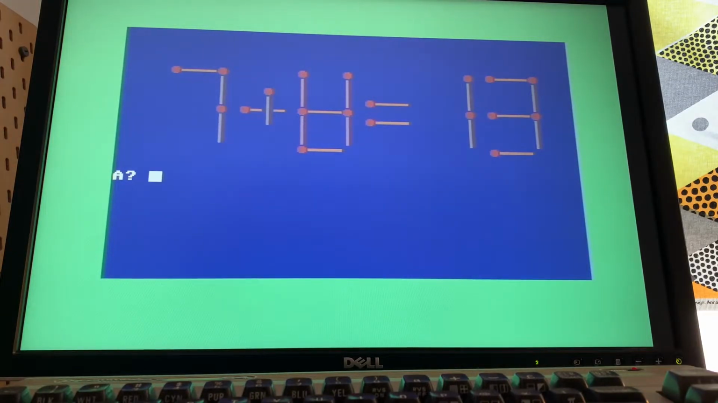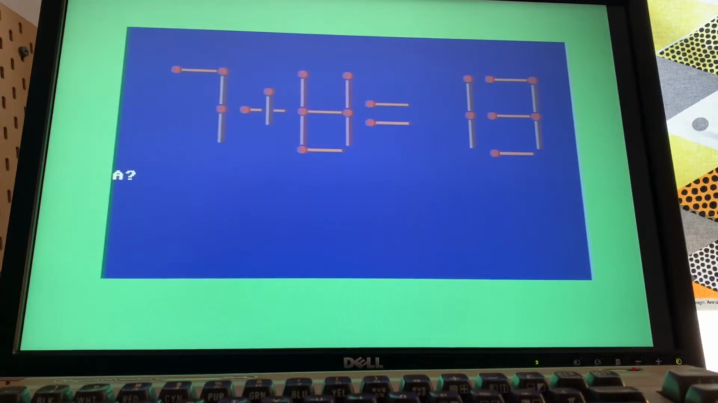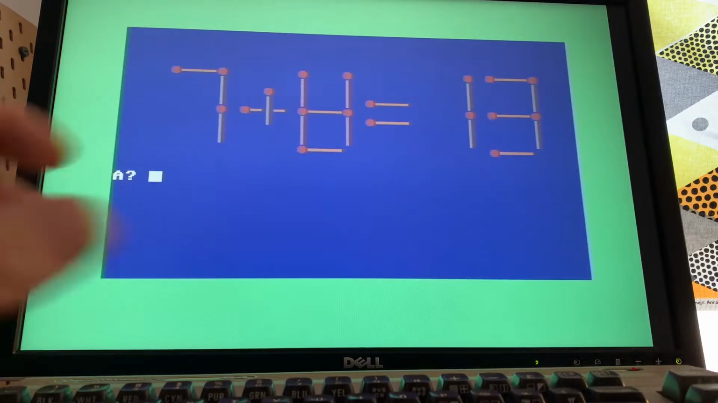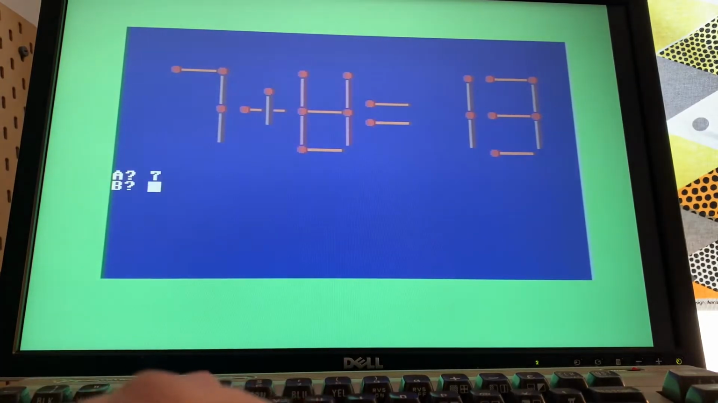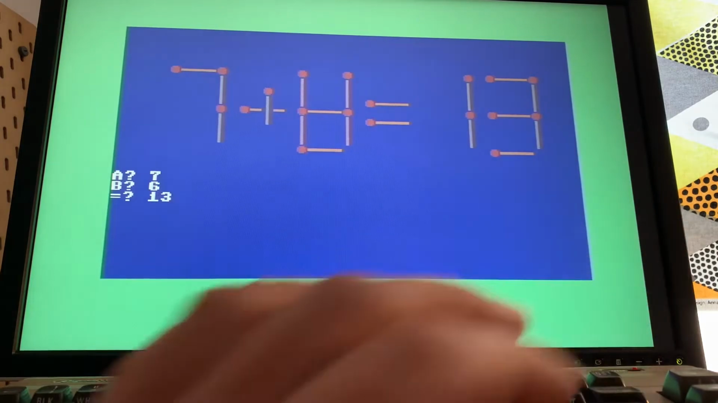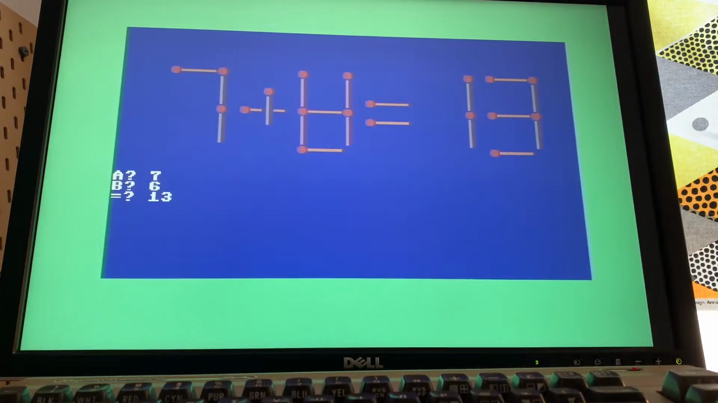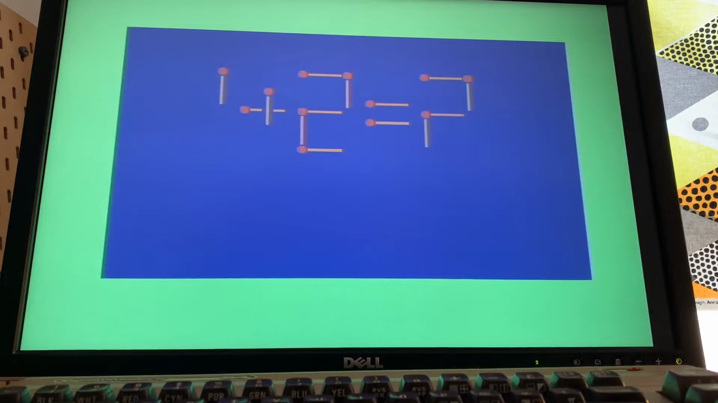So the game is actually written in BASIC, and I haven't had that much space to do some way of moving the matches with a UI. So you just have to type the answer. The A is the first number, then B is the second one. We said it was 6. And yeah, the answer should be 13. And if it's correct, then we follow to the next challenge. Otherwise, the game will stop.